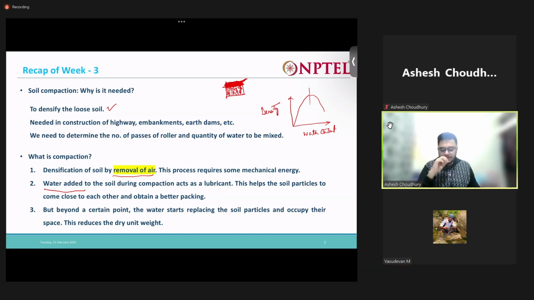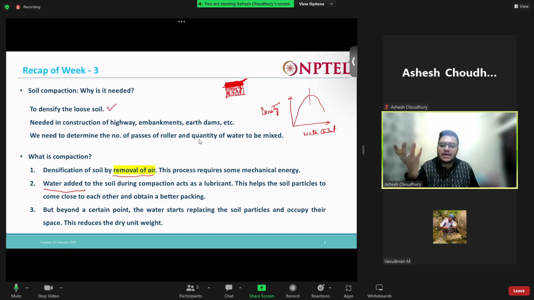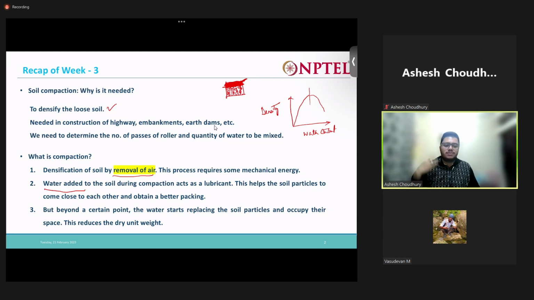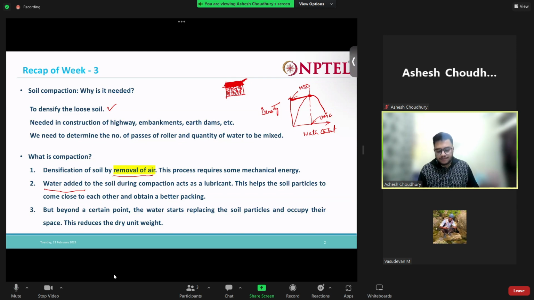So as a result of this, the dry unit weight will reduce, because the weight of the solids will keep on reducing as it has been replaced by water. So what happens? Our density comes down. So there is a maximum density that you achieve, that is actually the MDD, or maximum dry density, and this is achieved at a particular water content which is known as the optimum moisture content.